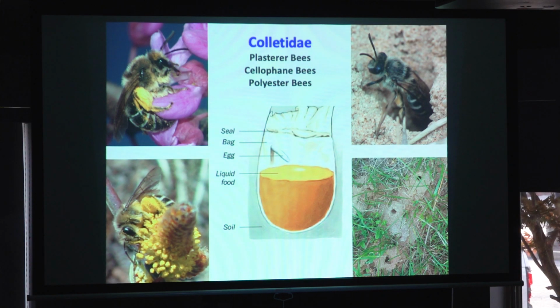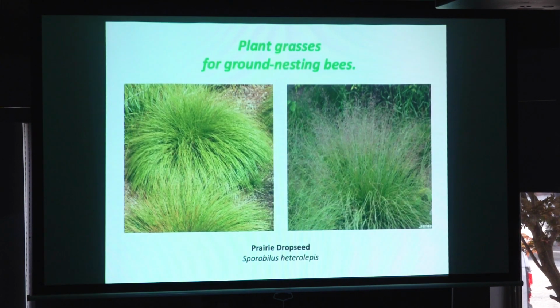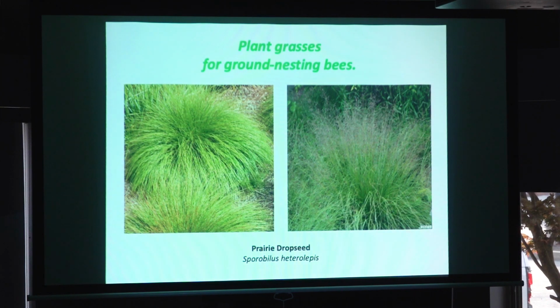These are amazing bees. The female is actually able to dig these holes and then line them with this stuff that functionally is like a plastic bag in there for the egg to grow up, and then it eats its way out of its plastic bag in the spring and carries on with its life. The cellophane bees. So for these ground nesting bees, you can plant grasses and give them habitat.